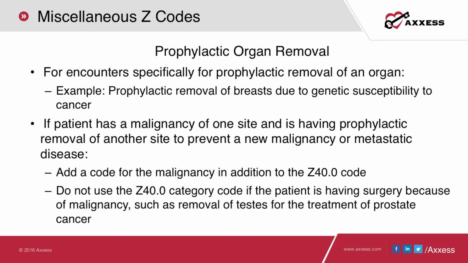Now, if the patient has a malignancy of one site and is having the prophylactic removal of another site to prevent a new malignancy, you would add a code for the malignancy in addition to that Z40 code. In other words, don't use the Z40.0 category code if the patient is having surgery because of a malignancy, like the removal of the testes for the treatment of prostate cancer. That's related and it's not prophylactic, so you wouldn't use the Z40 code in this case.